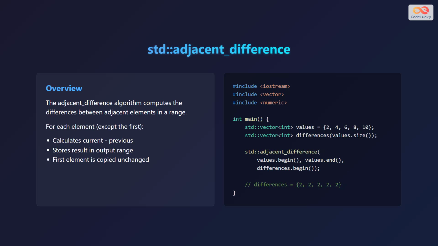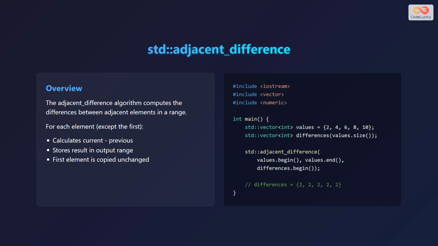Let's move on to std::adjacent_difference. The adjacent_difference algorithm computes the differences between adjacent elements in a range. For each element except the first, it calculates the current element minus the previous element, storing the result in the output range. The first element is copied unchanged.